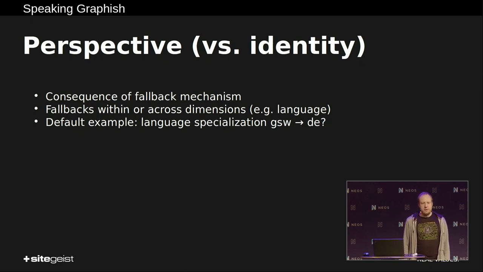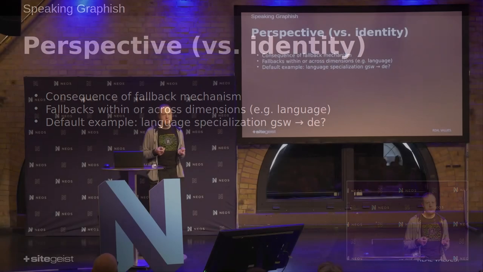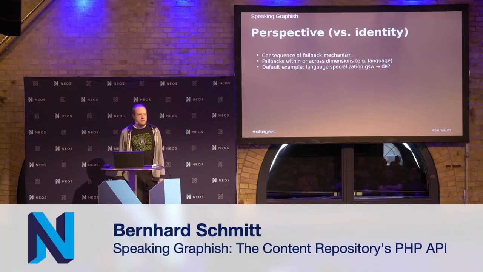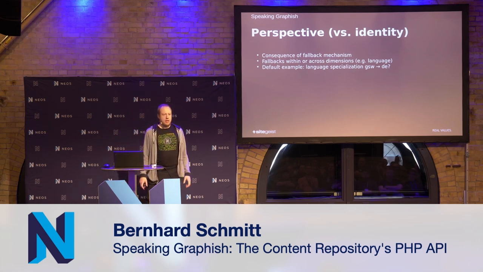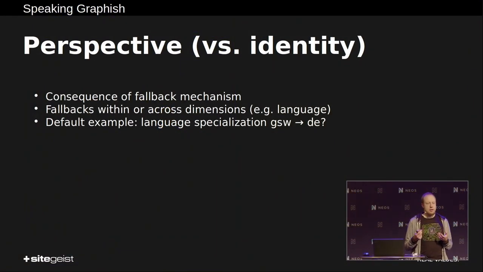So before we take the deep dive, I want to remind us of a few concepts that we need to understand this. The first is perspective as opposed to identity. This is a consequence of the fallback mechanism that has been around since we have dimensions in Neos, in, I think, 1.2 or something like that. That means you can have a node with a certain identity. For example, it was created in a certain language, but it can also be available in another language without actually having been translated. So the language the node was created in is part of its identity, and the language you selected in the language selector is your perspective. We will need that later on.